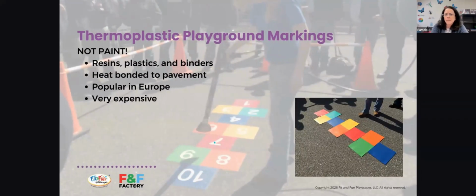For thermoplastic painting, you definitely do not want to, that is not paint. Thermoplastic is like a thick, I don't know if you could see my finger, it's probably about that thick. So there's a thickness to it. It's laid down in sheets and it's heat bonded to the pavement. It is not something a volunteer should or can do. It's very popular in Europe and it is very expensive.